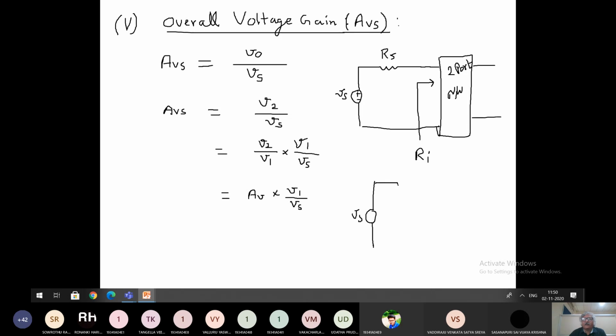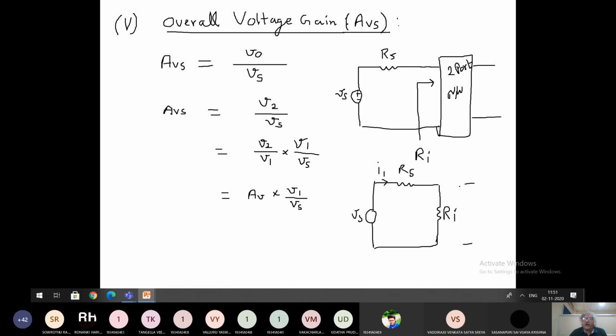Vs, Rs and Ri, right? In this way I can draw this, and here this is I1. Because this two-port network, which is a transistor, can be replaced by this input resistance, because we are able to see this much Ri input resistance, right? Okay. Now what is the voltage across Ri?